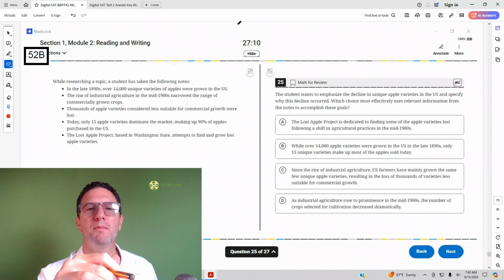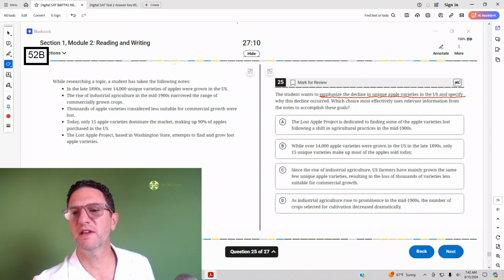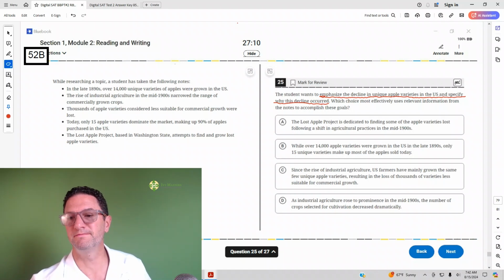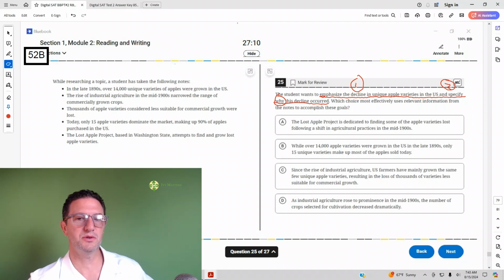As soon as you see the bullets, the only thing you have to read is, it'll always start with the student who wants to. You've got to read this, from the verb to the end of the sentence: emphasize the decline in unique apple varieties in the U.S. and specify why this decline occurred. So what I see here is two things. This is all you have to read, but you've got to pay careful attention to it. Number one is the decline in unique apple varieties in the U.S. Number two, it's got to specify why the decline occurred. Let's go to the answer choices.